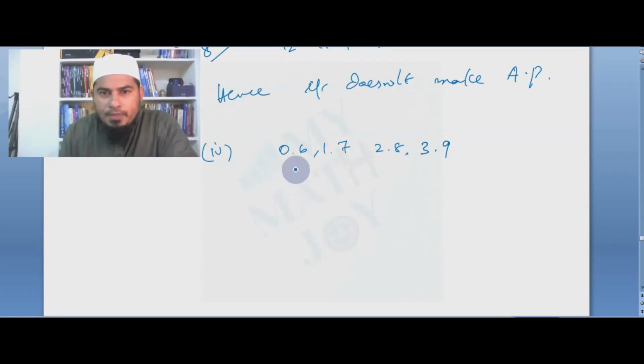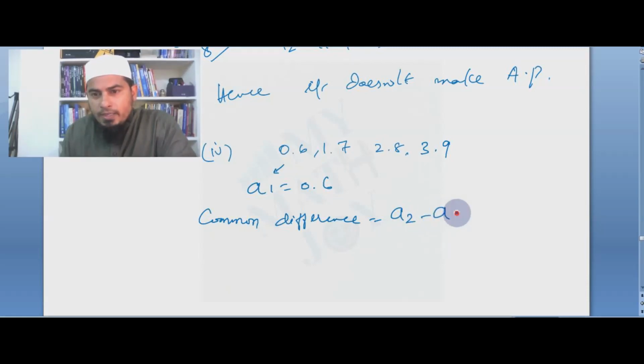3.9. So what happens? 0.6, 1.7, 2.8. My first term, A1, is 0.6. The common difference he wants us to find. That is why in the prerequisite we have done this subtraction. What is the common difference? It will be A2 minus A1.